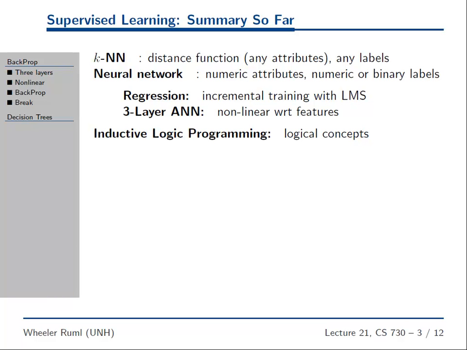K nearest neighbors is nice because you just define your own distance function. You can deal with any kind of data. It doesn't really matter. As long as you can define a distance function, you're happy. You can have any kind of label. It could be categories like bench or chair, or it could be numbers like 2.6 or 3.5.